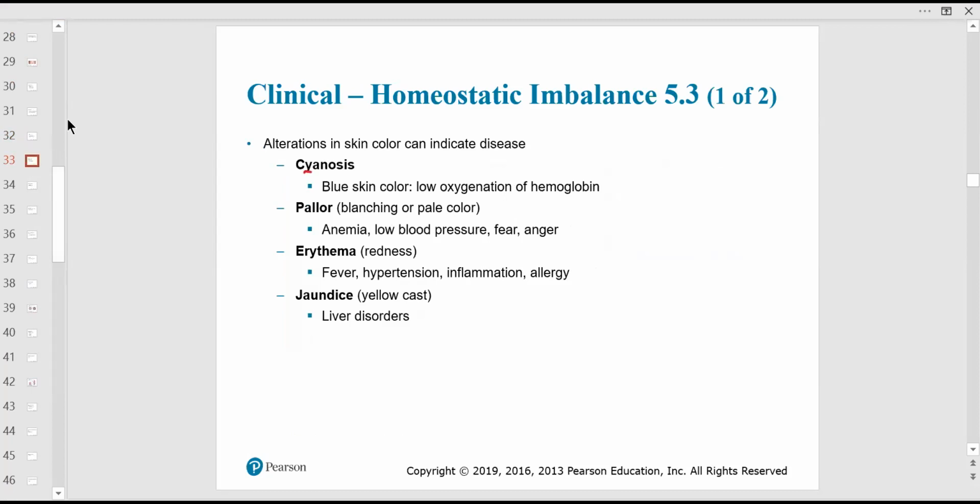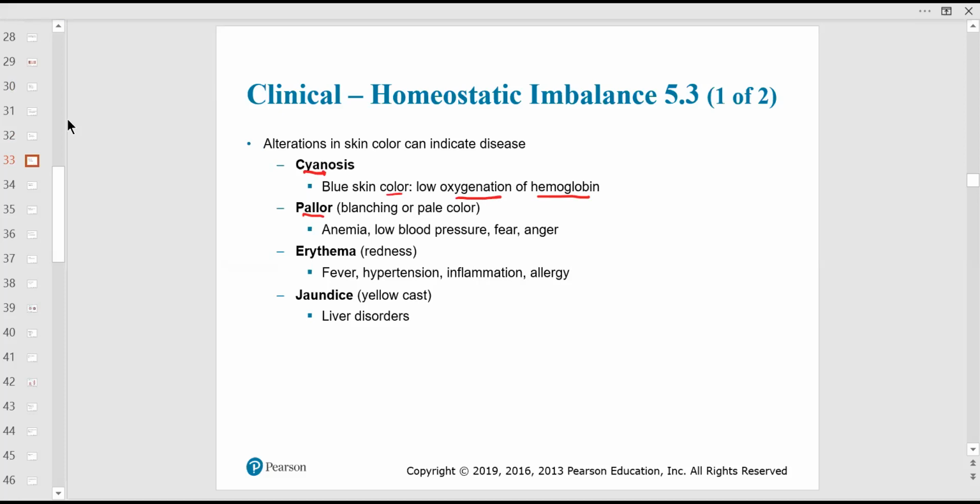Like cyano means blue. So you could do a good breakdown of the skin, finding out the health of a person, right? That's really the first thing you see. So blue skin, even in the lips or the fingernails around the eyelids, is usually low oxygenation. So you have hemoglobin that's missing oxygen.